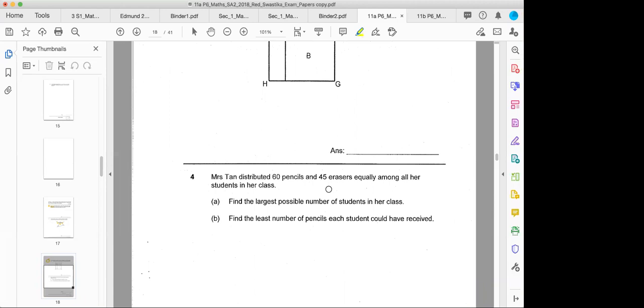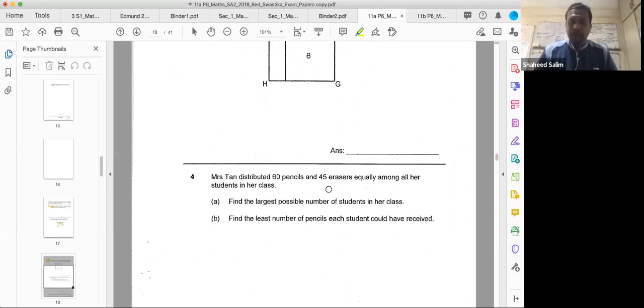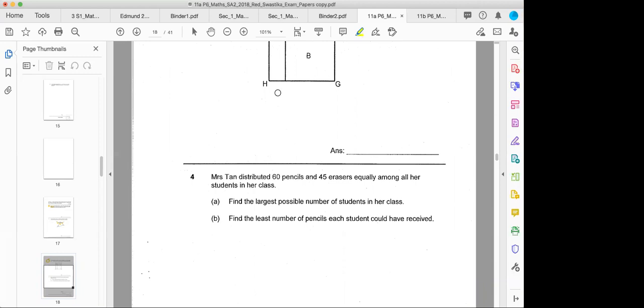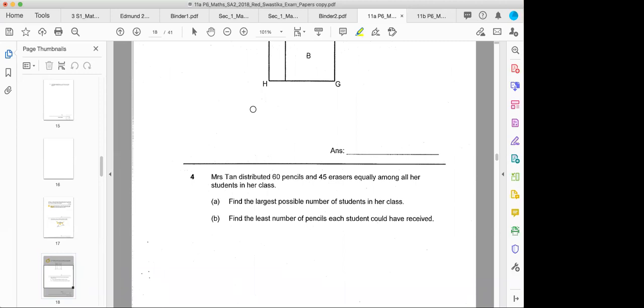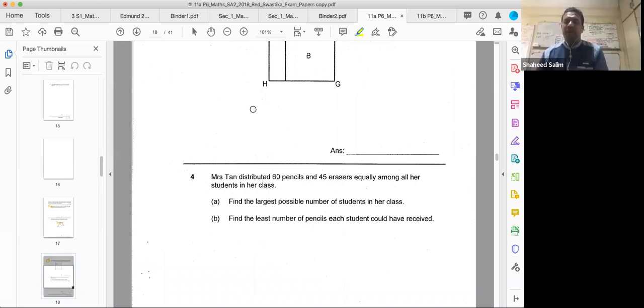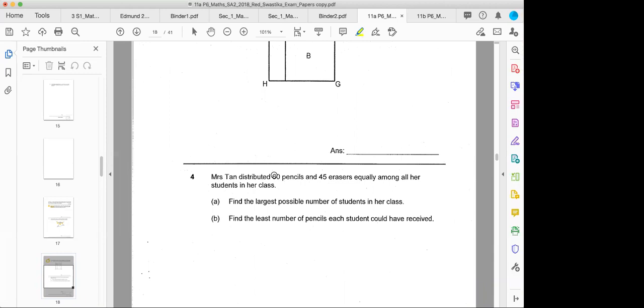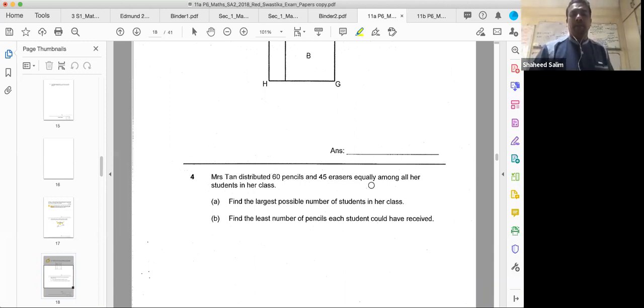Is there anything else? 7? You say 15, the other one is 7. Let's say 7. Now you have 60 pencils. 60 divided by 7 is not a whole number. So let's say 30 plus 15, if you add both of them, then that means it's not equal.